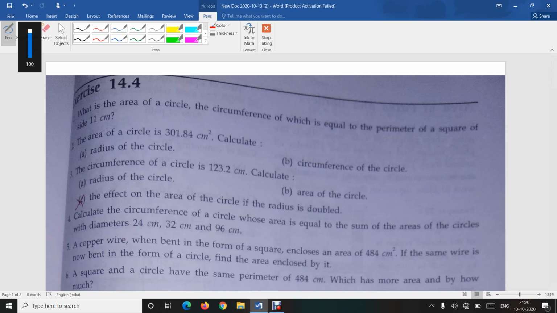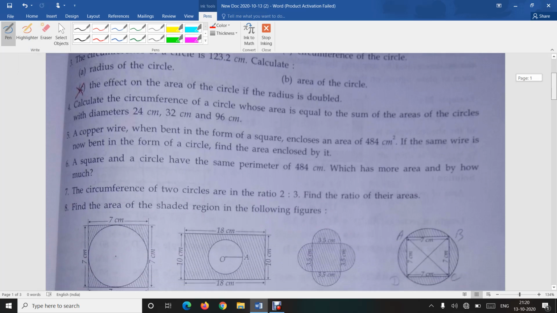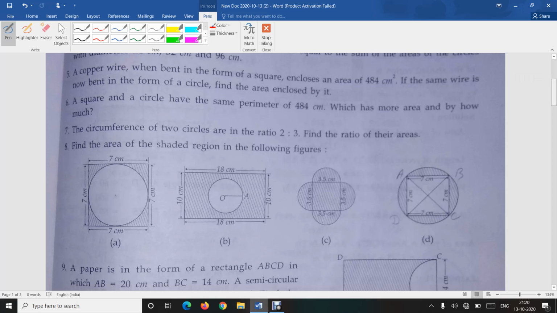In the previous class we have completed 7 questions of exercise 14.4, and today in this class we will start with question number 8 of the same exercise 14.4. So see question number 8. Find the area of the shaded region in the following figure.